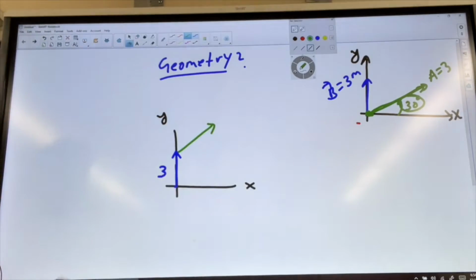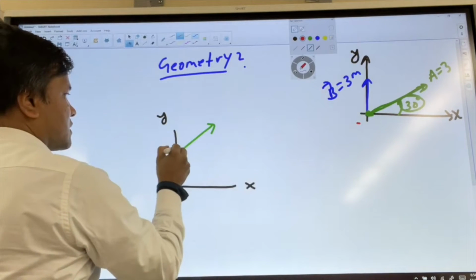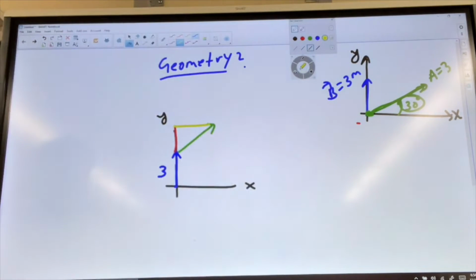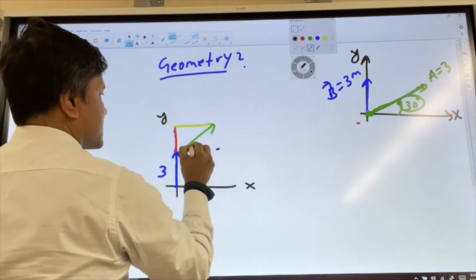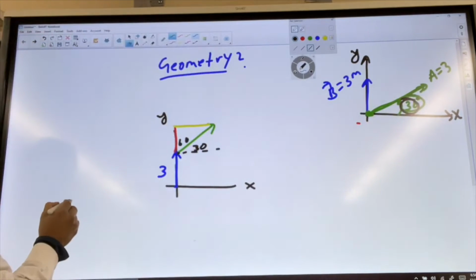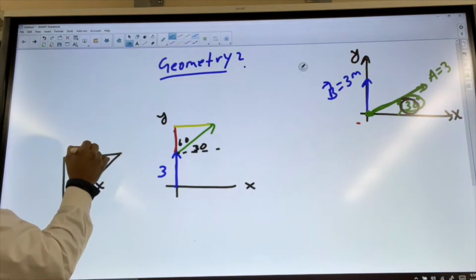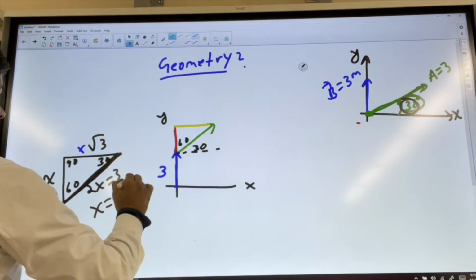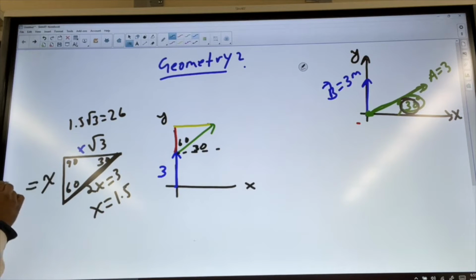So this is vector A. Vector A has two components. I'm going to make the y component red and the x component yellow. All right, so what I know about this angle now is that it is 30 degrees, because this is 30 degrees. So now this is 60 degrees. So if I come over here, opposite to 90 is 2x, opposite to 60 is x root 3, and opposite to 30 is x. So the 1.5, then 1.5 times square root of 3 is 2.6, and x is 1.5.